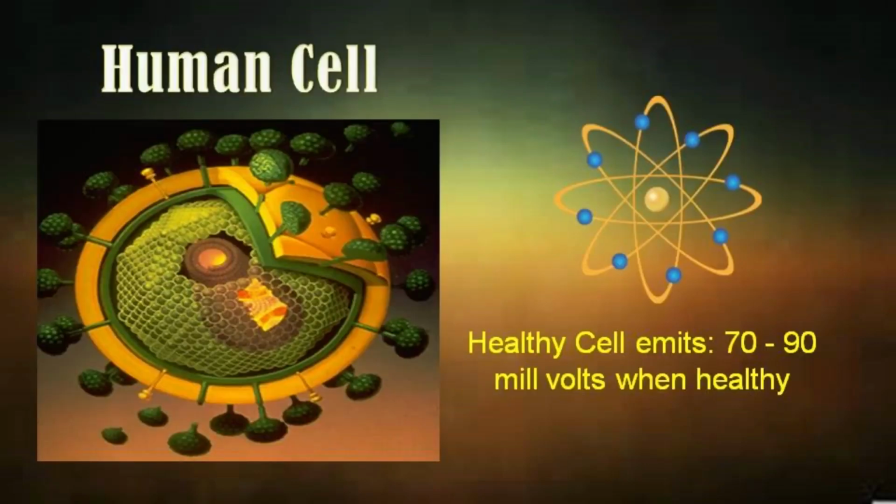If you look at a human cell, we are made up of over 70 trillion cells. A good healthy cell emits between 70 to 90 millivolts. But as we age, the cellular emission is about 40 to 55 millivolts. So 40 to 55 millivolts is almost 50% of our potential, or slightly above 50% of our potential. And imagine that we need so much energy in order to maintain the dynamism, and we are working at 50% power.